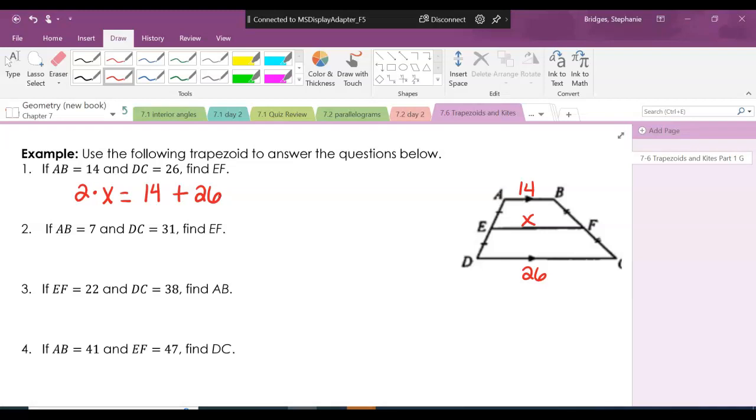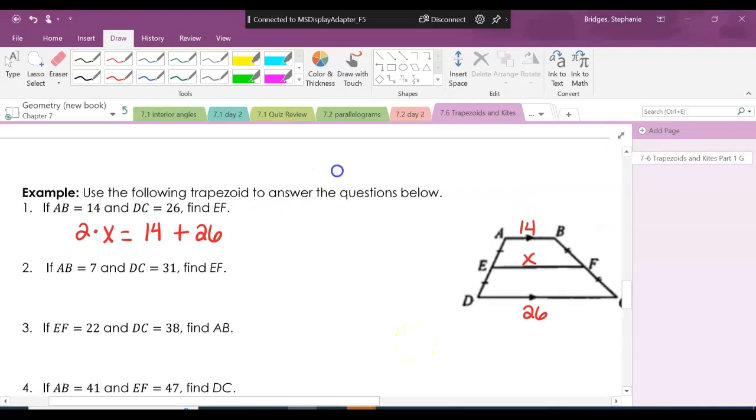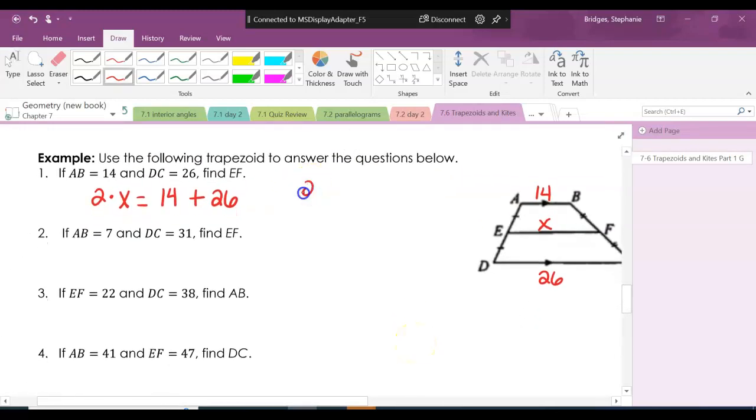Okay. What's 2 times X? 2X. And then do 14 plus 26 for me. What is that? 40. We're going to divide both sides by 2. And so what does that mid-segment equal? 20. So that's for number 1.